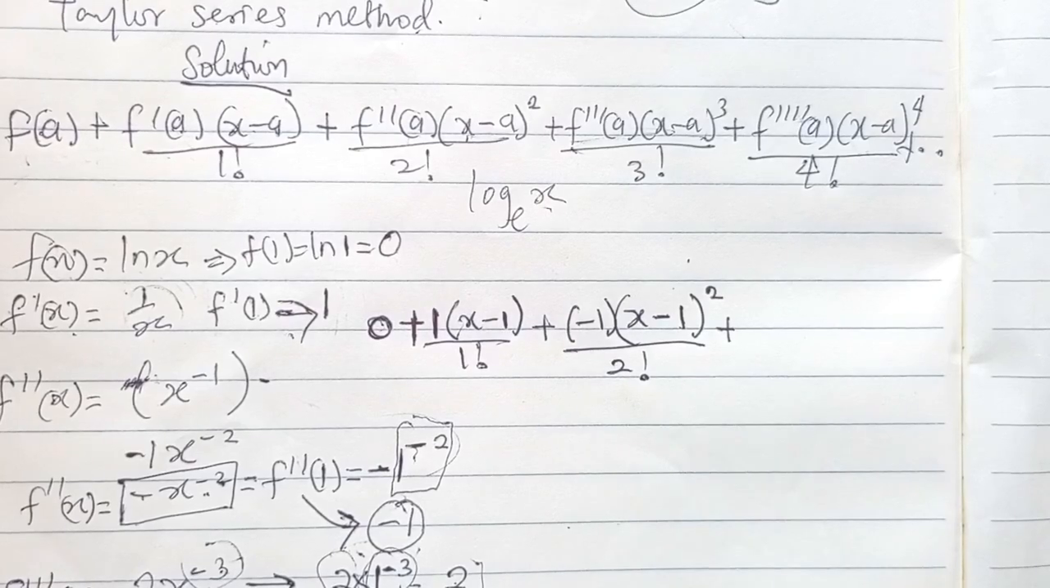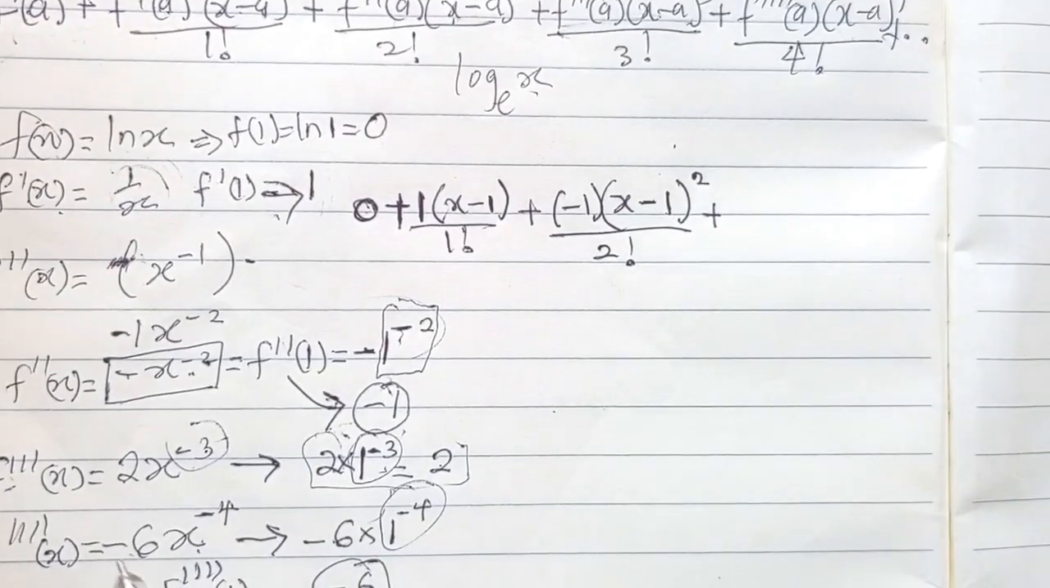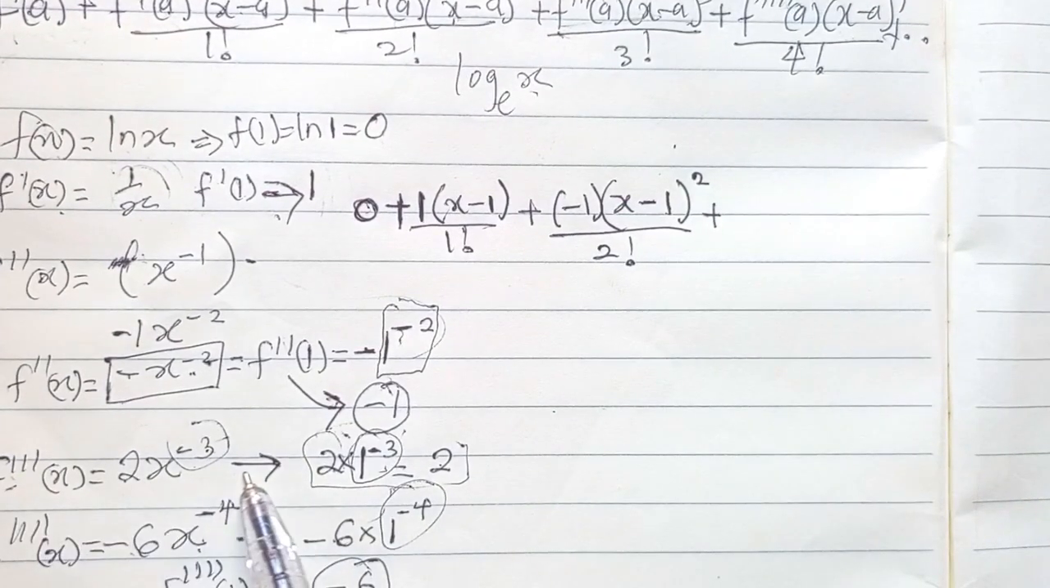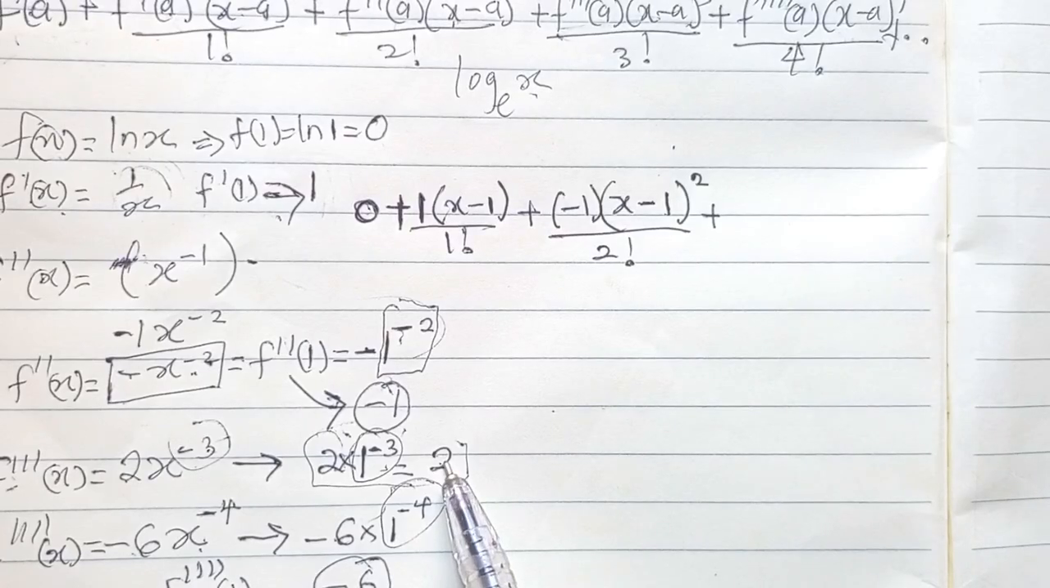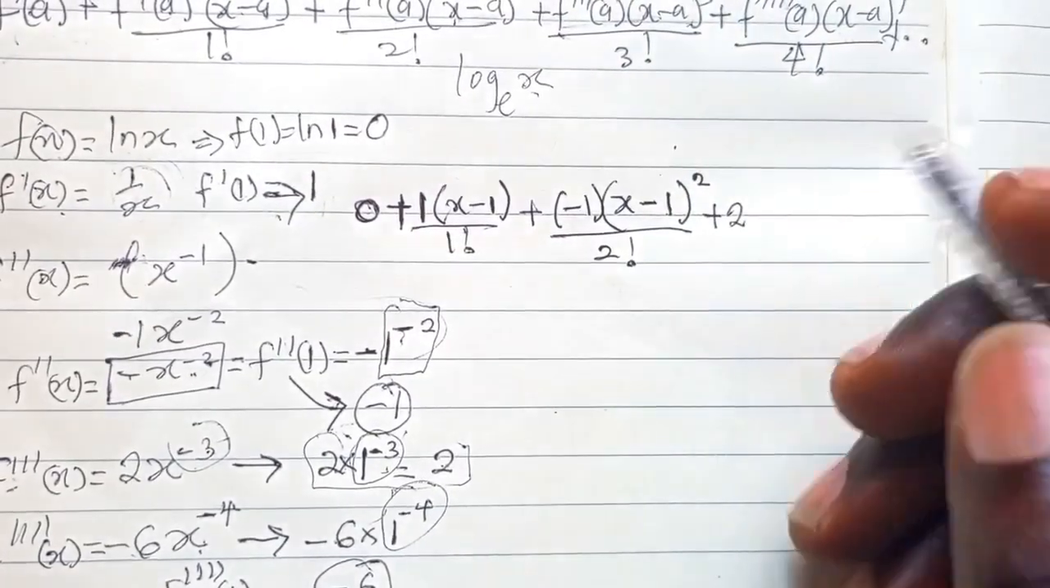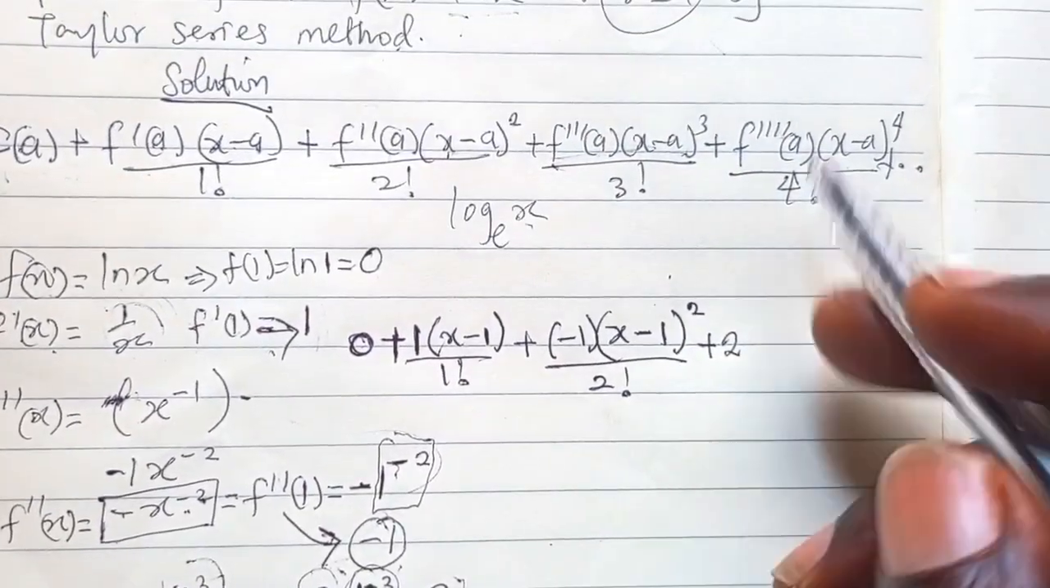That's the third one, this one here, f double prime. The answer that we got was 2, so I'm just going to put 2 here. Okay, then I'm at this point now.